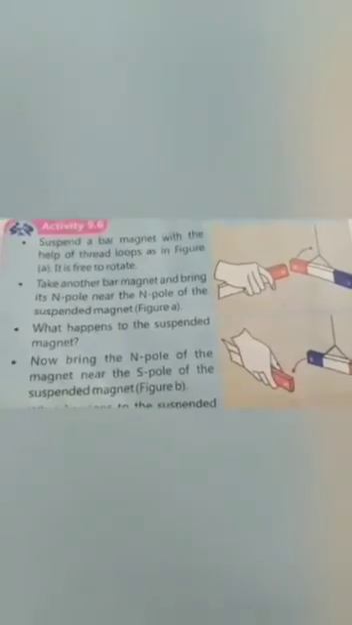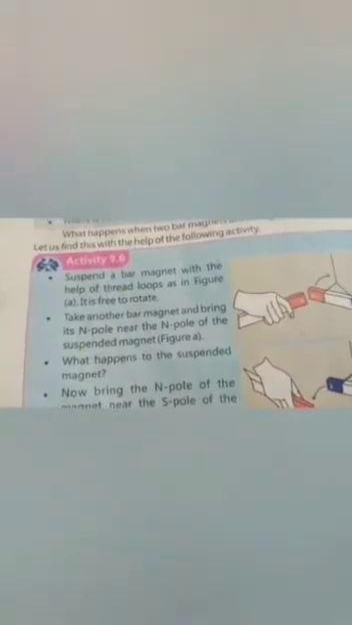Now bring the north pole of the magnet near the south pole of the suspended magnet. Now what happens to the suspended magnet? Answer: both are different poles of the magnets, so they will attract each other. Now students, what are your findings through this activity? You will observe that like poles repel each other while opposite poles attract each other.